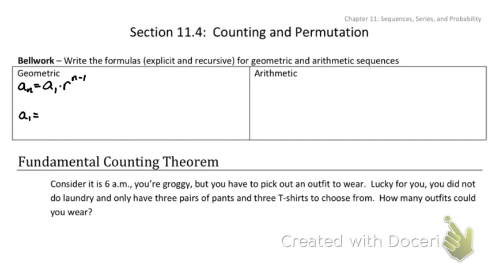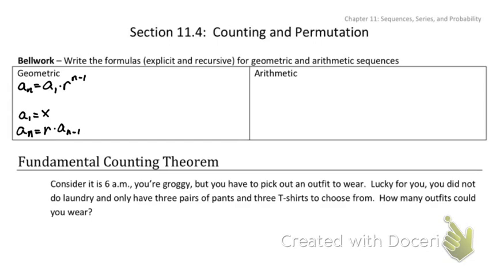All right, our recursive is going to be, our first term is some number, and every term after that is going to be a sub n equals basically the term before it multiplied by r. So we're going to have r times a sub n minus 1. That is the term before it multiplied by r gets me the term I want.